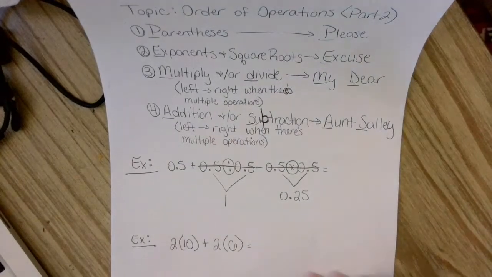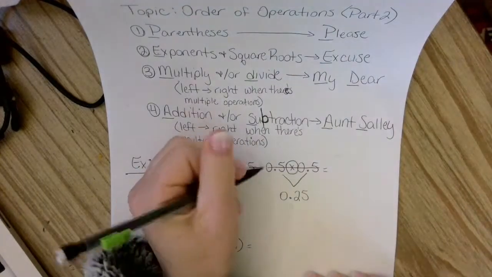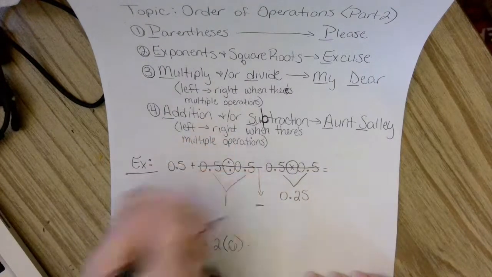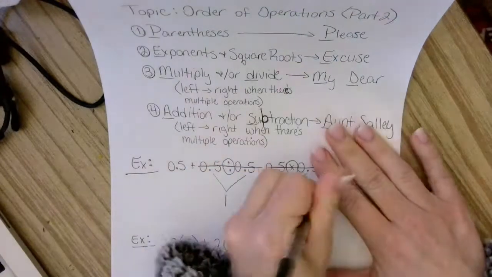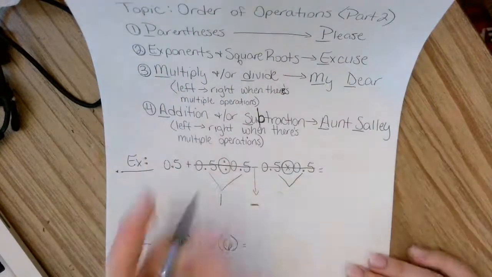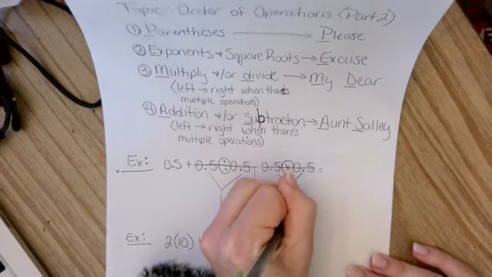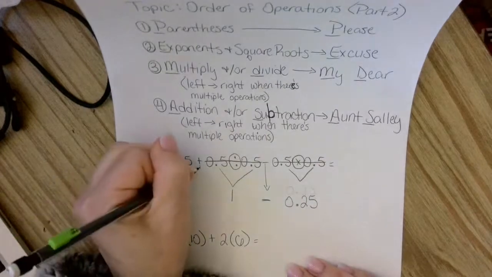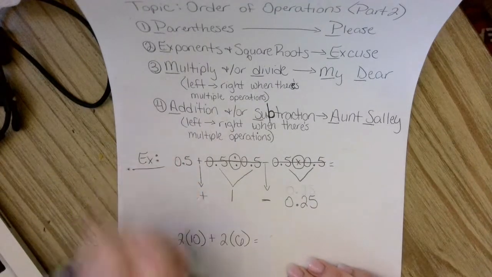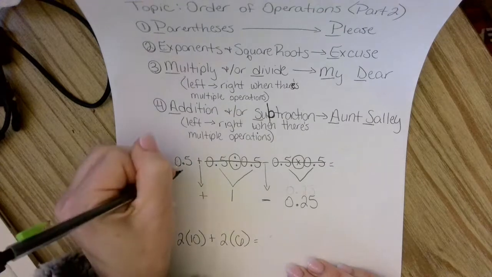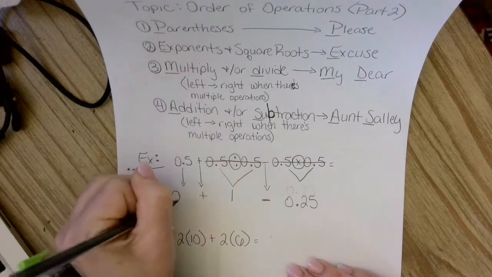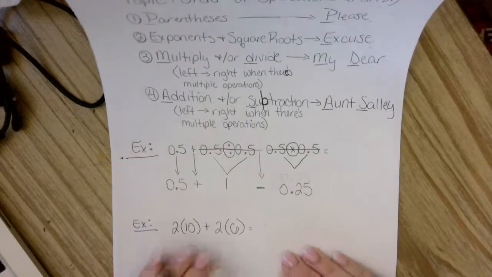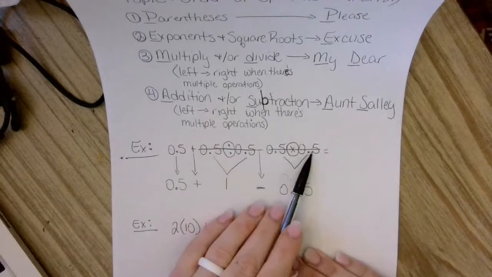But if you look and read in between the lines, I still have this subtraction sign that is going to come down. And let me just move that 0.25 down a little bit so I don't have to rewrite it later. Okay, and I still have this addition sign that's going to be pulled down. And then I still have this leftover 0.5 that is going to be pulled down. And that's all that I have left because the rest of it has been crossed out and taken care of.